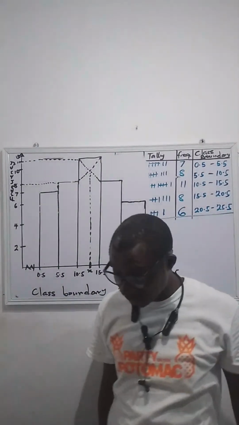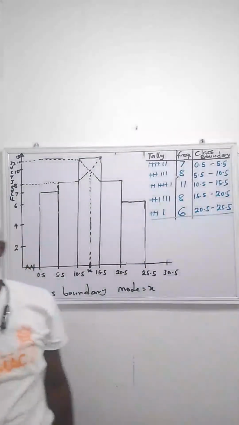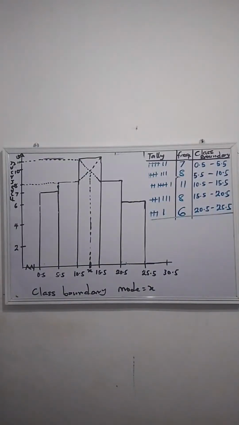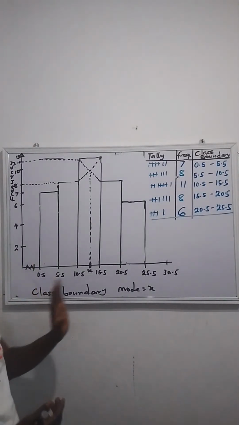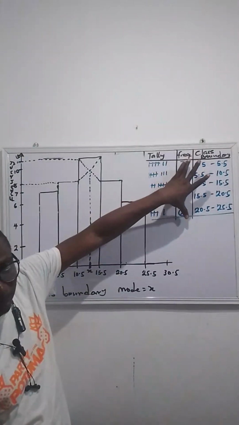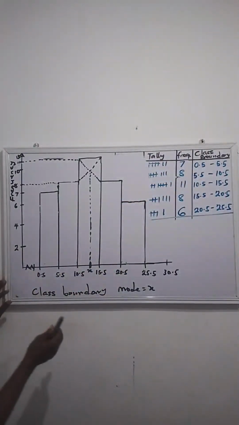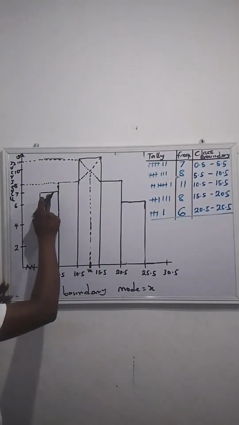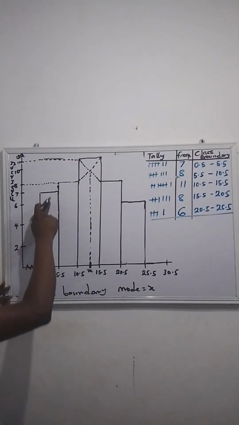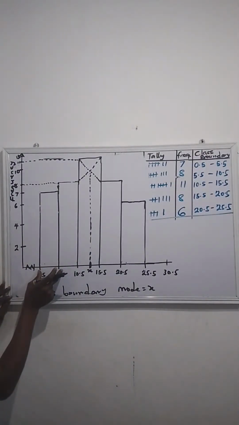Now the next thing is to draw the frequency polygon. So how do we get the frequency polygon? Now, what we want to draw is a polygon. So to locate the point, we are making use of this as well. The point is going to be at the midpoint of the class interval. That's where we're going to locate the point. The midpoint, that is the middle of the class interval or the class boundary.